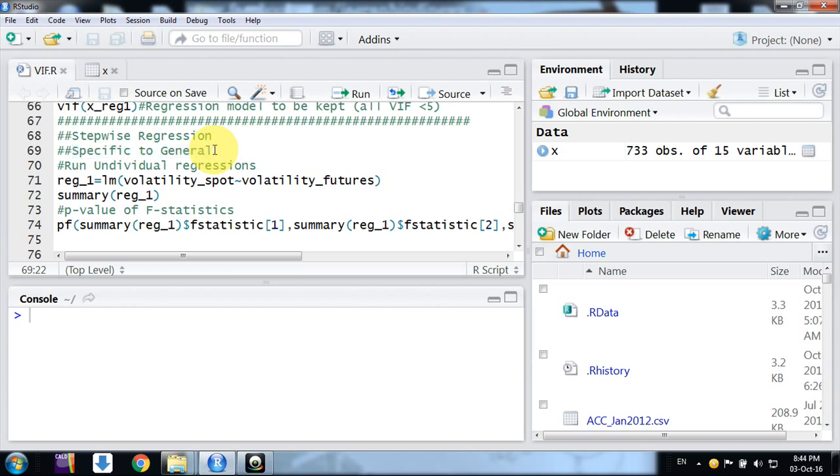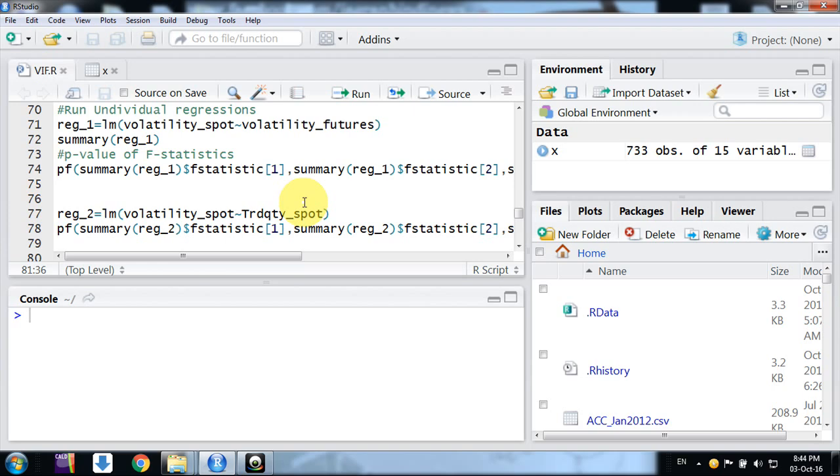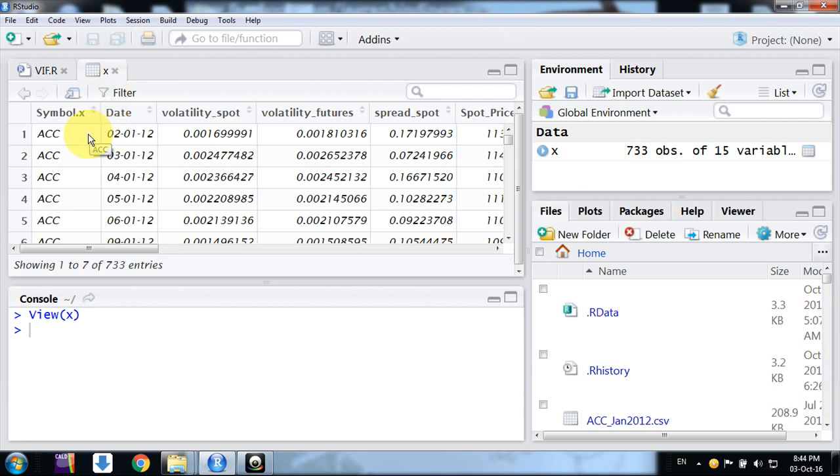As per the theory, suppose you know there are some variables that could explain the dependent variable. In my example, I have taken three independent variables: volatility of futures, second is trade quantity spot, and third is value of the spot market. So how are they able to explain the dependent variable, volatility of the spot market? My actual data is for ACC company in India, daily data for these variables.